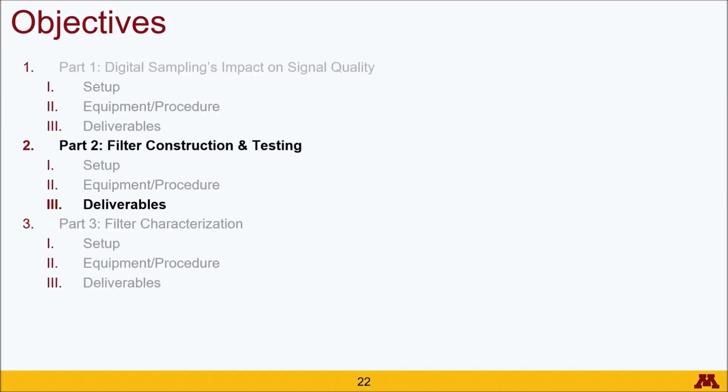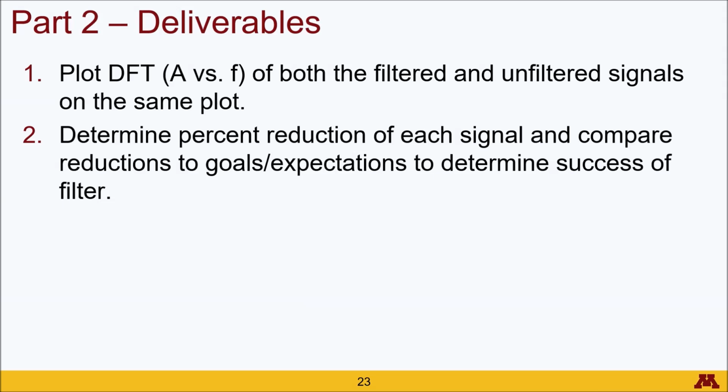And now we'll talk about deliverables. So for part 2, what you'll want to do is you're going to be collecting 2 DFTs, one from the filtered and one from the unfiltered signal, and you're going to want to plot them on the same plot, because this way you can actually see the difference or the reduction that you get from the filtered versus the unfiltered signal. Then you'll want to determine how much reduction you are actually getting with your signal and compare those reductions to what your expectations are for your filter based upon the amplitude equations and your RC circuit.